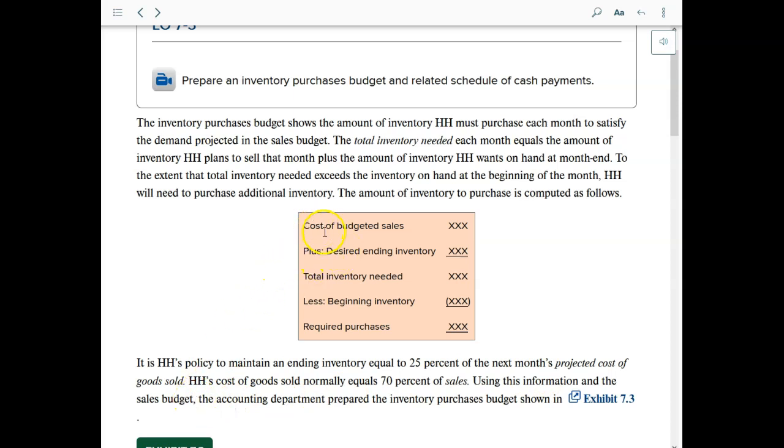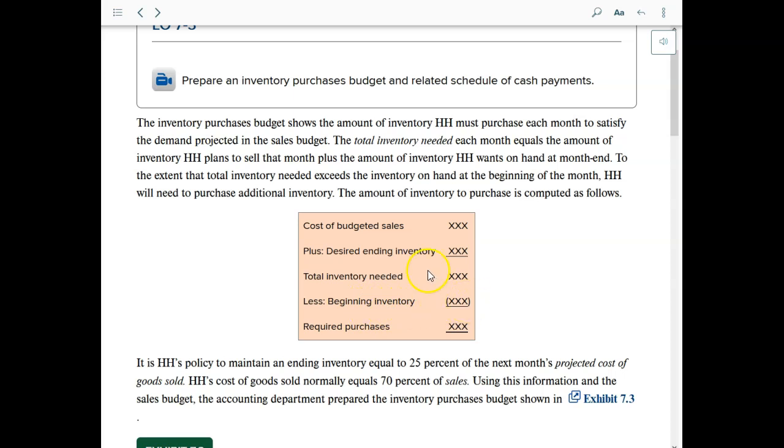So, we need to have enough inventory. In other words, we need to buy enough inventory to cover the current month's sales, plus have inventory left over equal to 25% of the next month's predicted sales. That gives us total inventory. If we have any beginning inventory coming into this month, that means there's that much we don't have to buy.